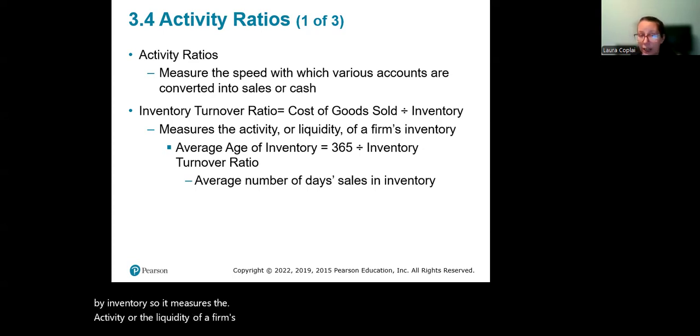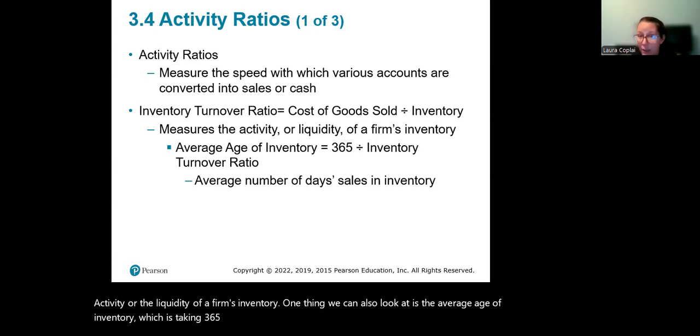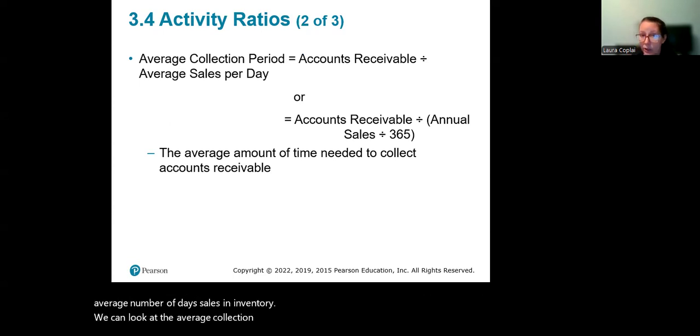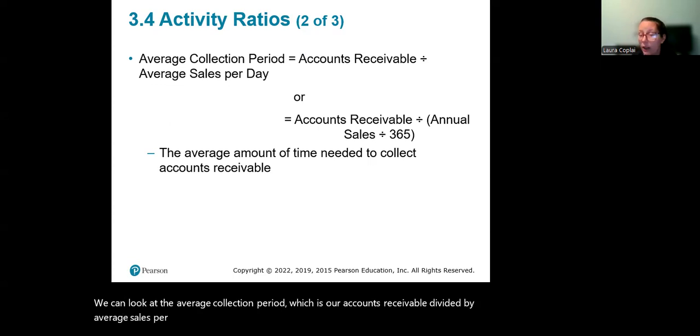One thing we can also look at is the average age of inventory, which is taking 365 days and dividing it by the inventory turnover ratio. And this is the average number of days sales in inventory. We can look at the average collection period, which is our accounts receivable divided by our average sales per day, or accounts receivable divided by our annual sales divided by 365. It's the amount of time needed to collect accounts receivable.